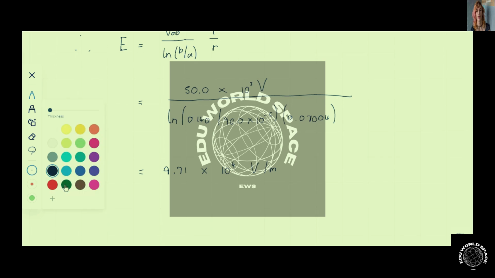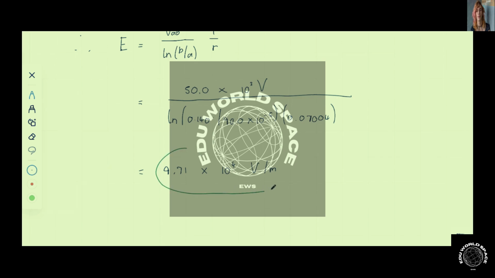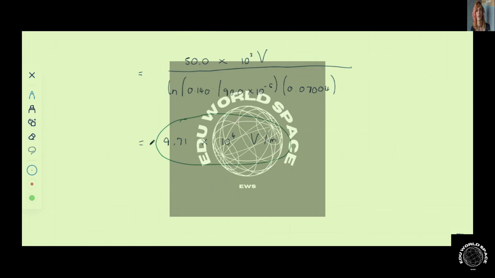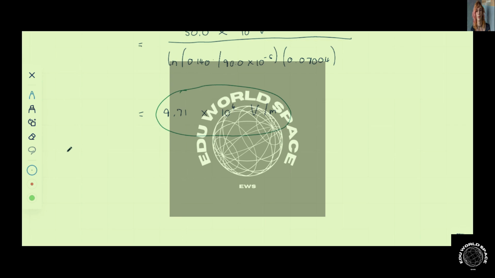So that's the electric field strength that we have at the center of the cylinder, so halfway between the cylinder and the wire.